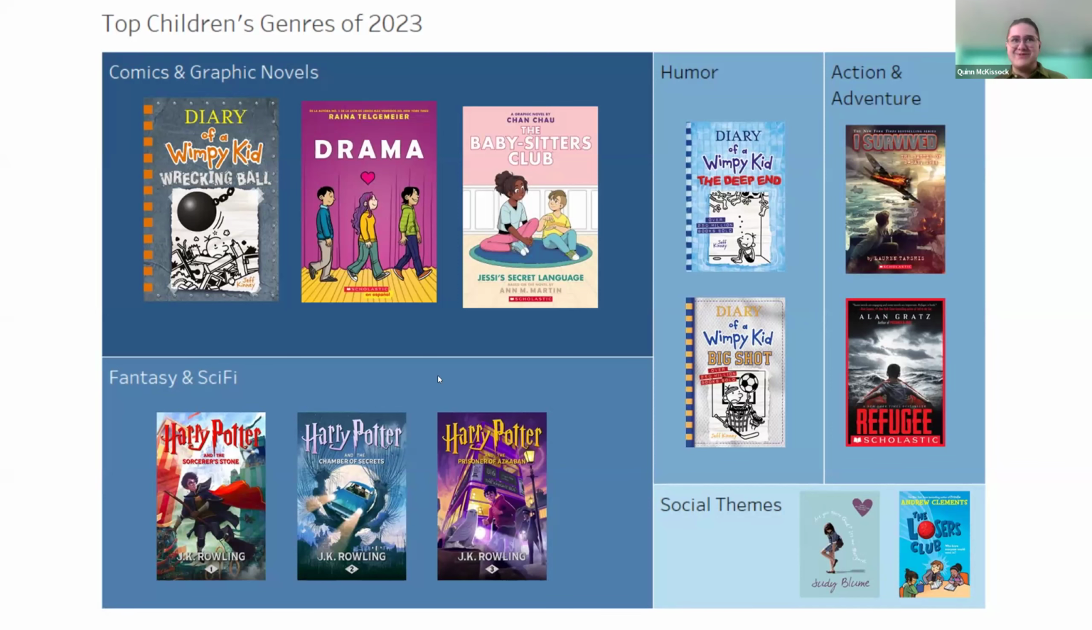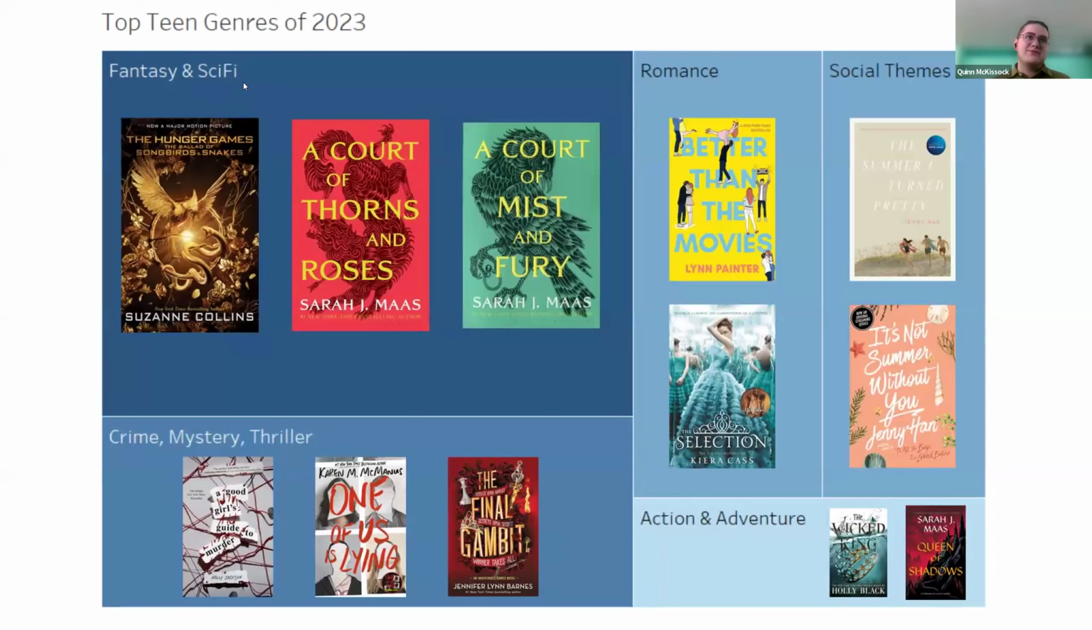Also very, very popular. And then finally, we've got our top teen genres, which is sci-fi fantasy, crime mystery, also some romance. This social themes is a BISAC category that generally seems to be like Bildungsroman, fitting-in type stories. And we can see Sarah J. Maas, and both of these are Jenny Han, really dominating.